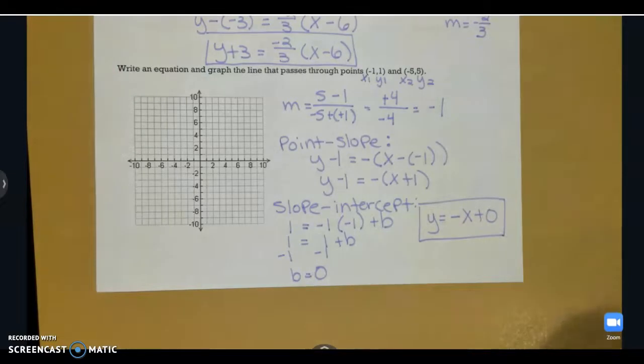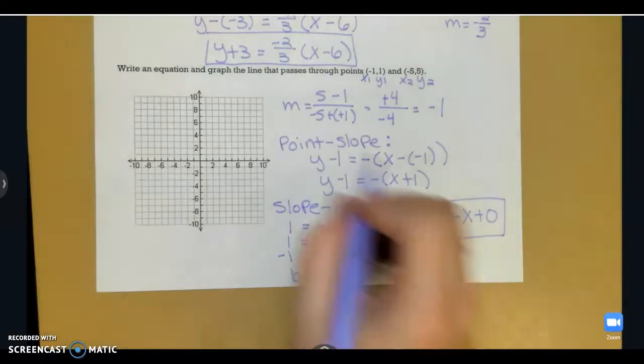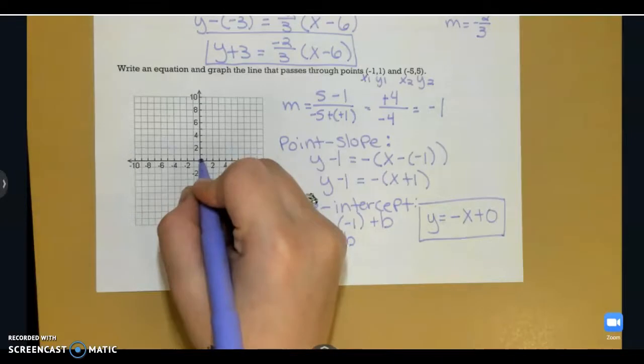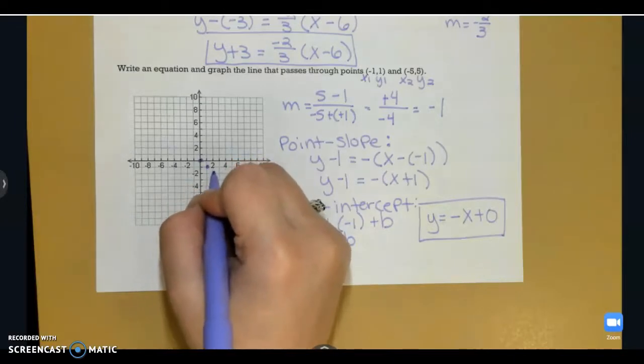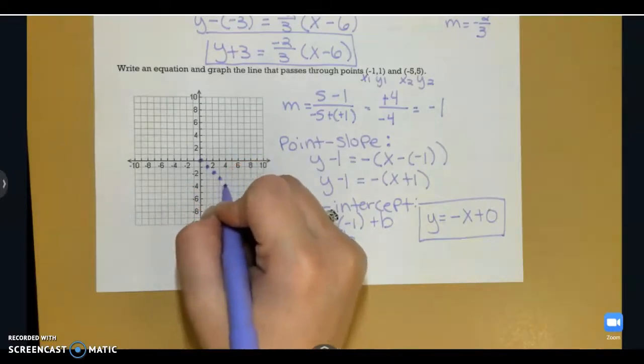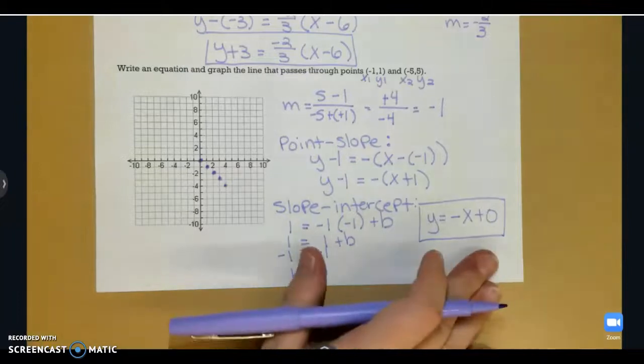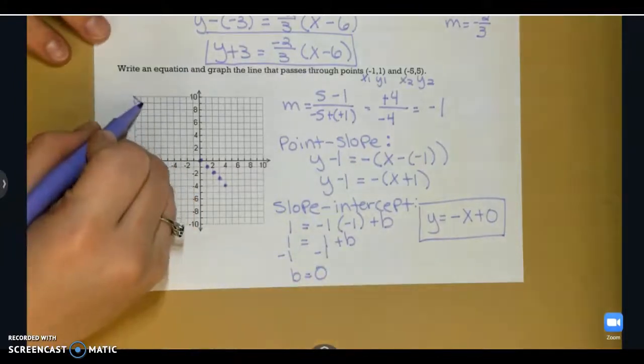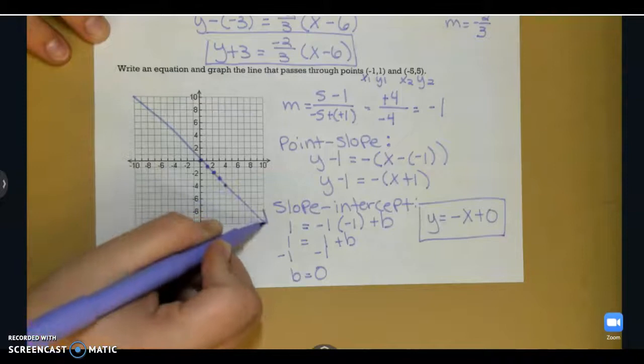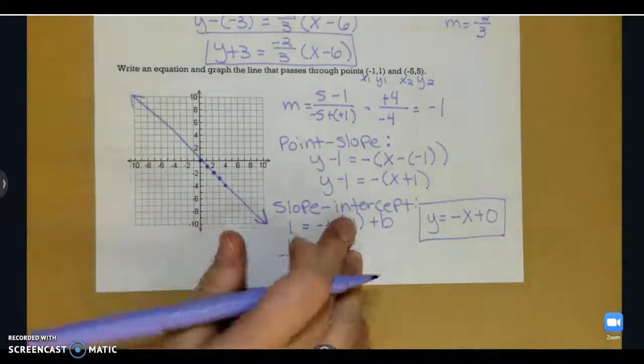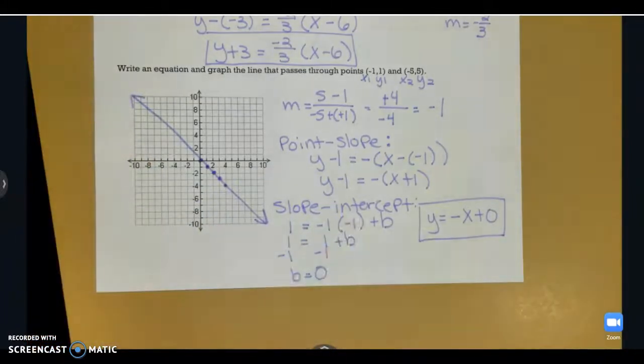Either way, we can now graph our line. It's going to start at 0. And it goes down 1 over 1, down 1 over 1, and on and on and on. And when we connect those dots, we're going to do so in both directions. And there's the graph of our line. And that concludes day 1 of coordinate geometry.